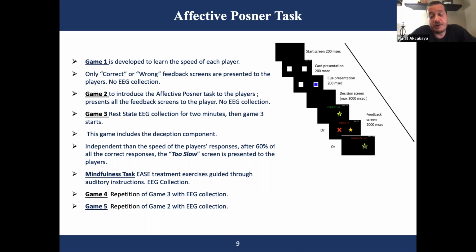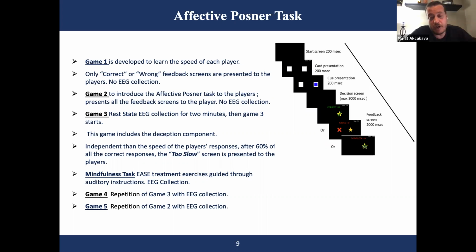75% of the time that blue square is placed on the correct card. The player chooses a card, and if they choose the correct one, the visual feedback says you are correct. If they are wrong, it says you are wrong. If they are slow, the feedback says you are too slow. But game 1, the initial game, only includes the correct and incorrect decisions. We don't give any feedback about being too slow because we do not know their speed.